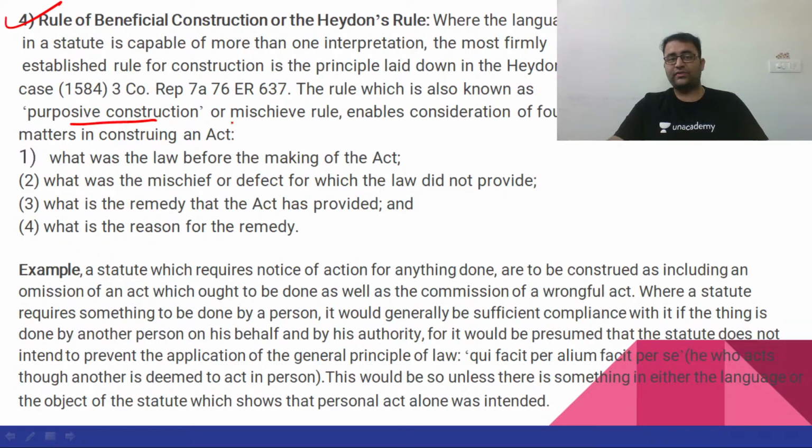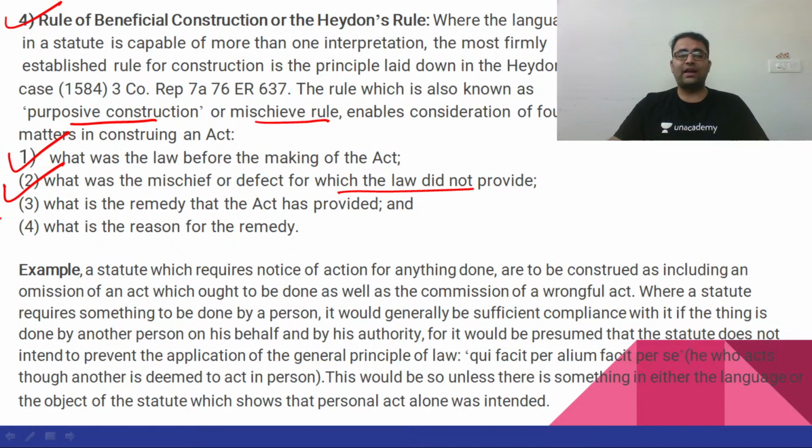Now please remember, the rule of beneficial construction is known as the Hayden's rule. It's also known as the purposive construction rule or the mischief rule. So any of these things could be asked to you in the examinations, and you need to be ready with what the Hayden's rule is all about. The Hayden's rule says that four matters should be considered in construing an Act. What was the law before making the Act? So before a particular Act came in, what was the law? What was the mischief or defect for which the law did not provide? That is, what was the law before the law you are trying to interpret, and what was the mischief or defect for which that law did not provide?